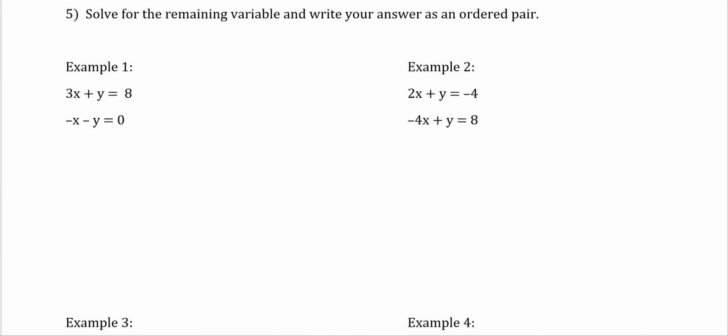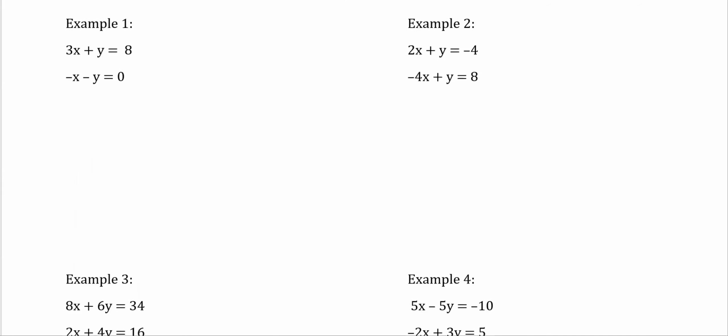Example 1. Both equations are in standard form. We will notice that we have a positive x and a negative y, so we will add the two equations together. Y is eliminated. Divide both sides by 2.